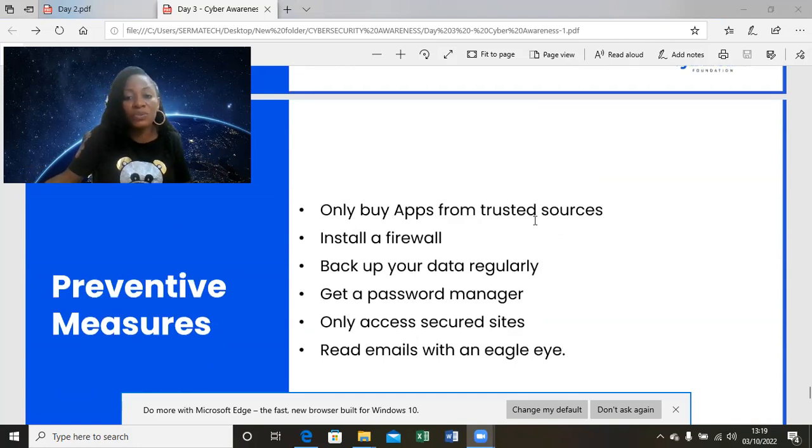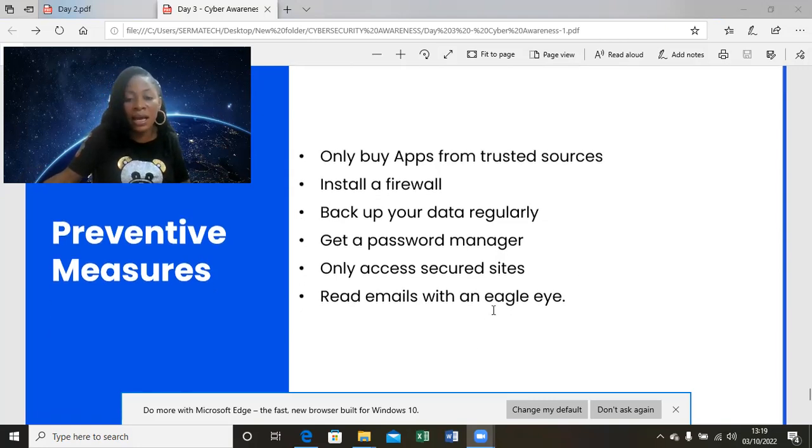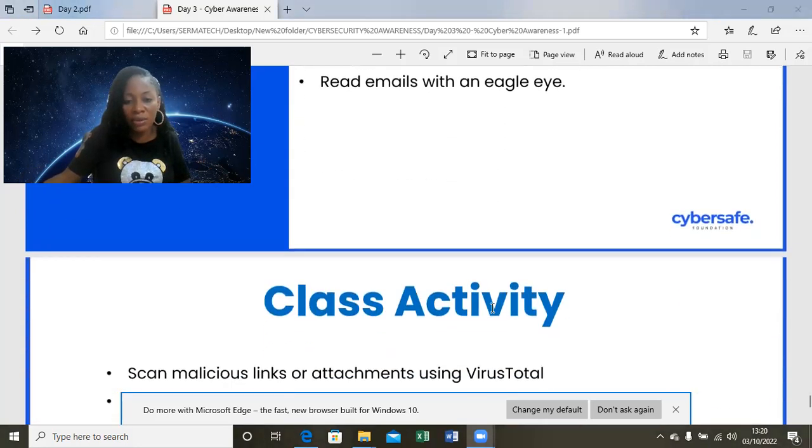Only buy apps from trusted sources. Install a firewall. Back up your data regularly. Get a password manager. Only access secured sites. Read email with an eagle eye. Eagle eye means read to check and confirm all the details within that email.